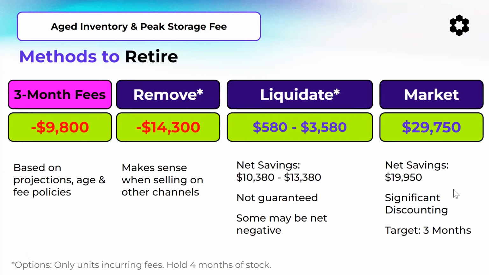So keep that in mind. Marketing is probably the best bet, but if you're facing really heavy fees, make sure that you take a look at all of your options.